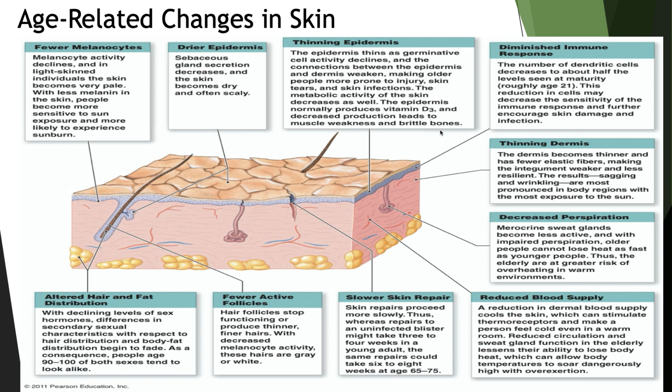You have a decline of sex hormones and differences in secondary sex characteristics that help to distinguish gender, or at least in this sense, as you get older, that distinction lessens, which typically happens when you get to about 90 to 100. Because of this, most people of different genders are going to look about the same, and your hair follicles stop functioning and produce thinner, finer hairs. But we won't talk about all that much.